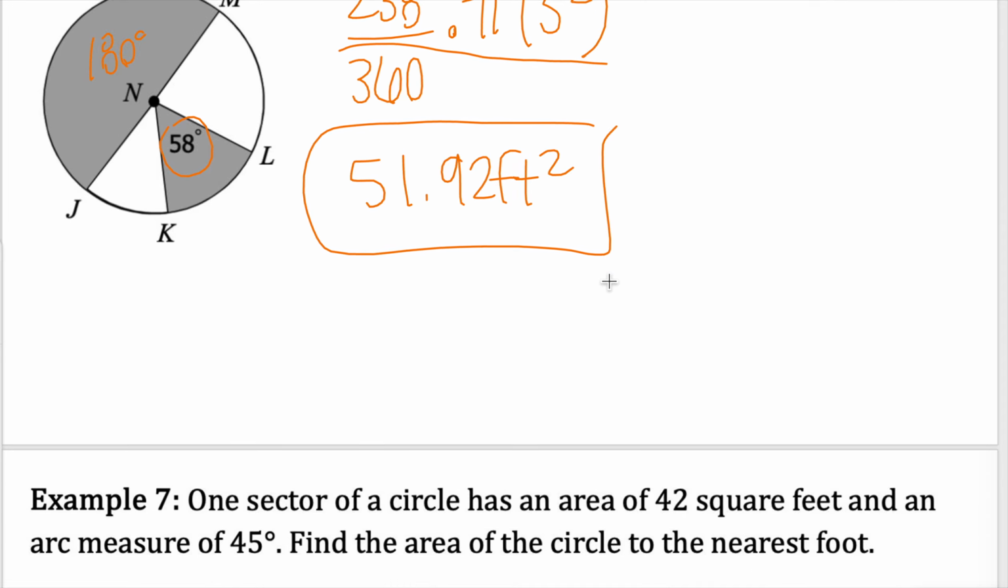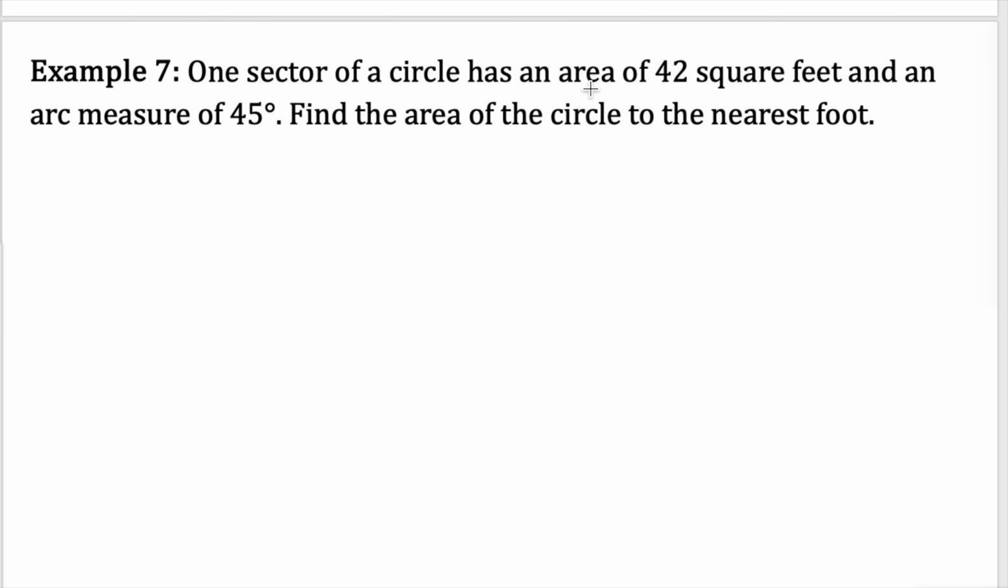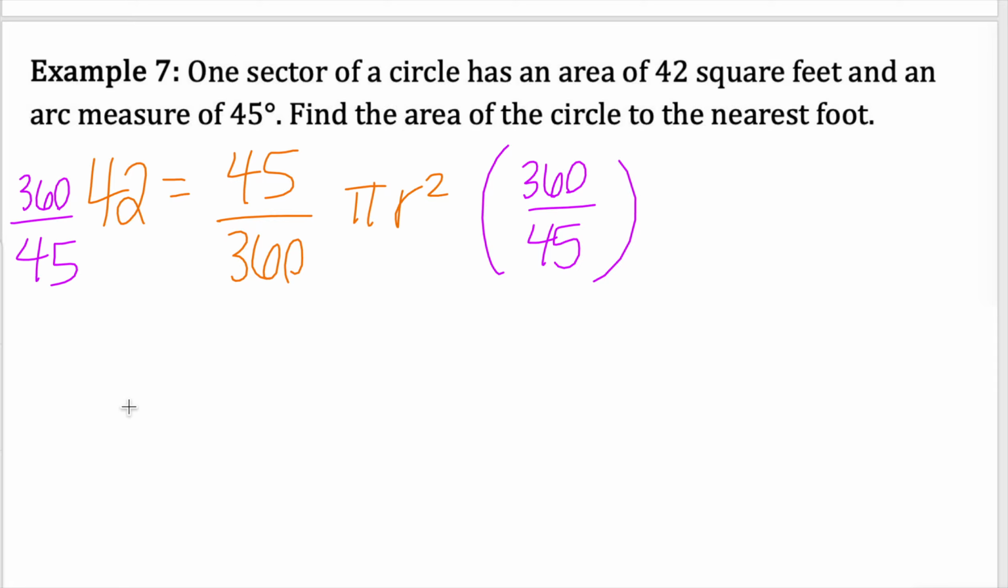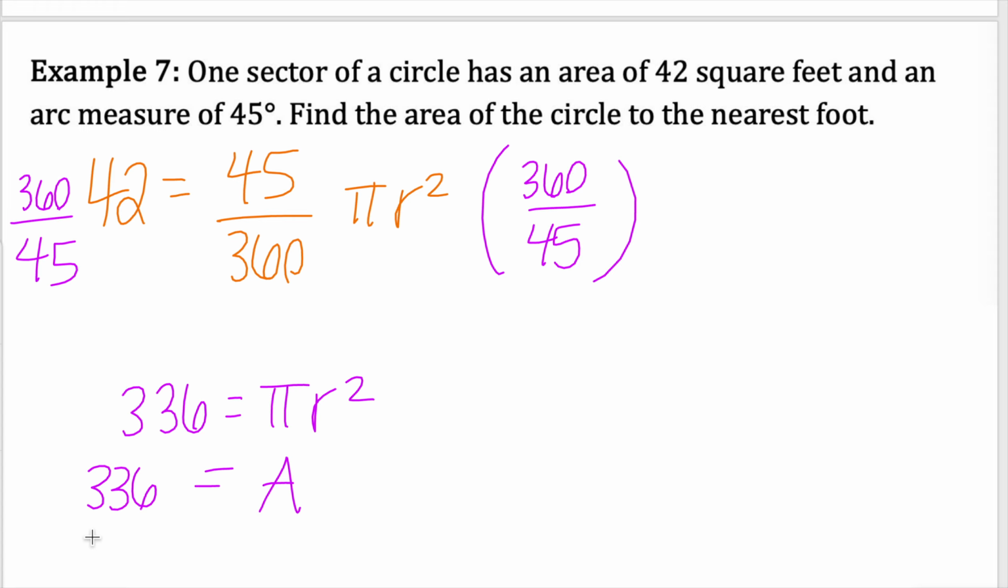And then one more question for example 7. One sector of a circle already has an area of 42 square feet, and then arc measure of 45, so find the area of the circle. So I'm just going to plug in 42 is equal to 45 degrees out of 360 times my area, pi times radius squared. One way to solve for area is I can multiply by the reciprocal here, 360 over 45 on both sides. That's 360 times 42 divided by 45. I'm getting 336 is equal to pi times radius squared. And since this is the formula for area, 336 square feet would be the area for example 7.